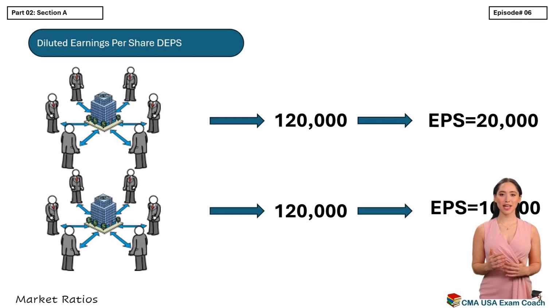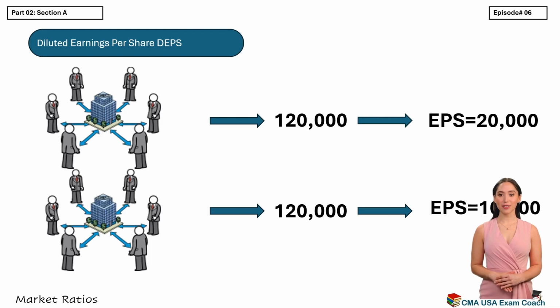This is a simple way to understand dilution. When the number of shareholders or shares increases, the earnings per share goes down. We say the ownership has been diluted. We'll explore the different types of dilution and what causes it. Now, let's discuss dilution in more detail.